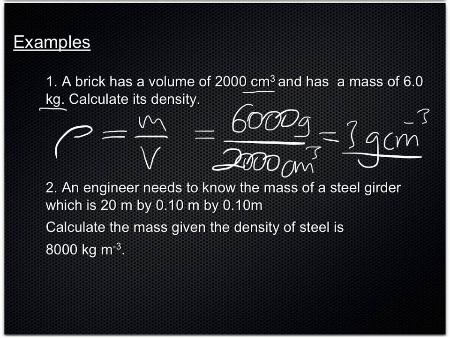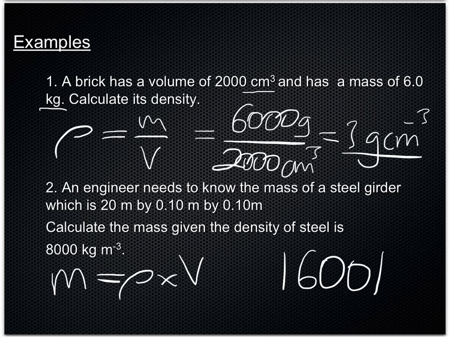And question number 2, an engineer needs to know the mass of a steel girder which is 20 meters long, and has a cross section of 0.1 by 0.1. So to find the mass, given the density of 8,000 kilograms per cubic meter, we need to rearrange the equation and find mass equal to the density multiplied by the volume. Now, you should be able to work this out yourselves, and if you get an answer of 1,600 kilograms, you are indeed correct.